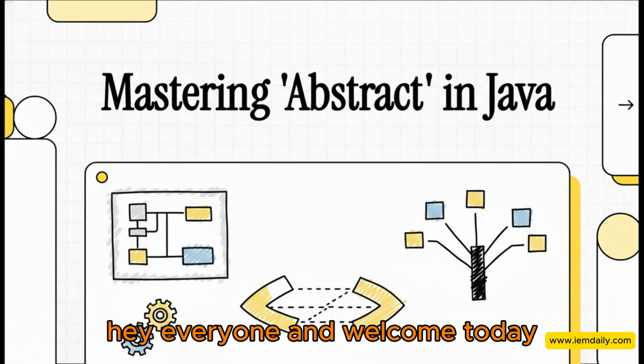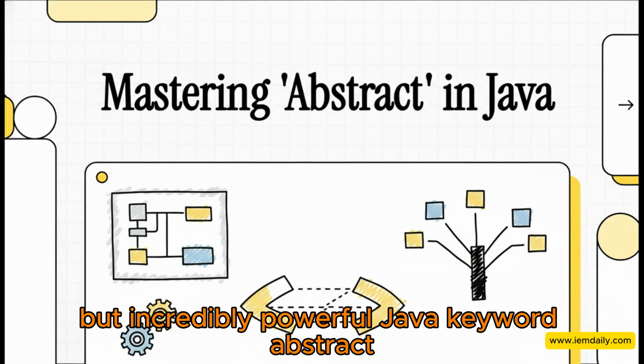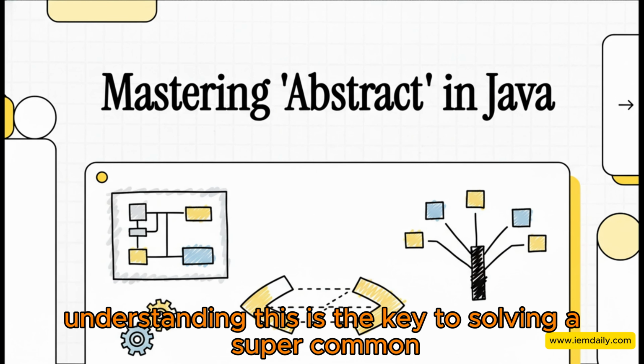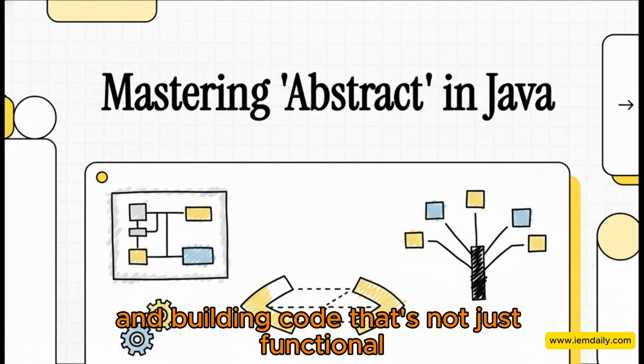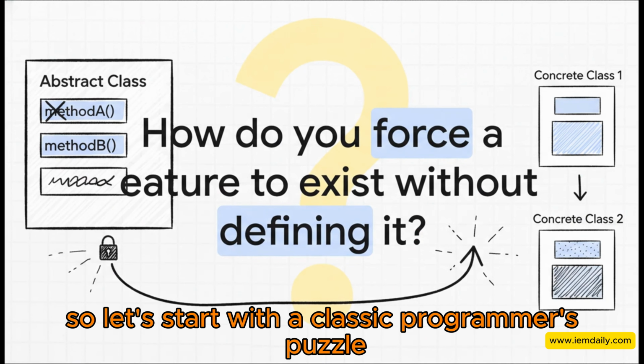Hey everyone, and welcome! Today, we're going to tackle a single but incredibly powerful Java keyword, abstract. Now, it might seem small, but trust me, understanding this is the key to solving a super common design headache and building code that's not just functional, but flexible and built to last. So let's start with a classic programmer's puzzle.